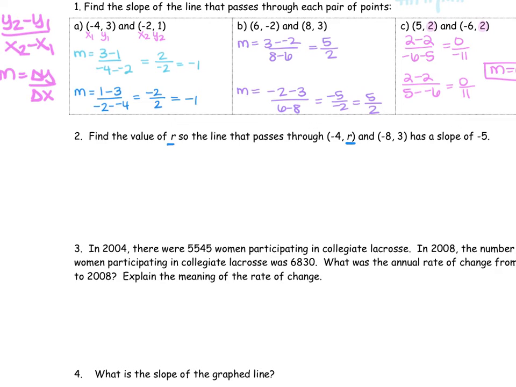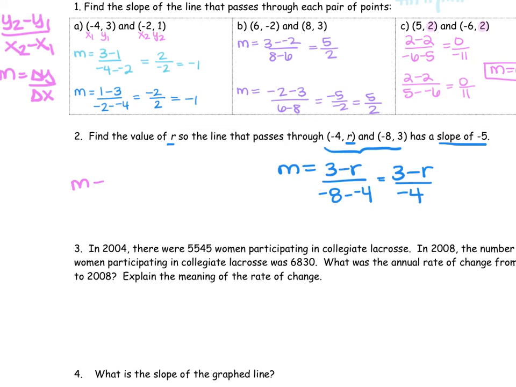Okay, in problem number 2, we are finding the value of r, that's this y coordinate in one of the points, so that the line that passes through these 2 points has a slope of -5. So if I was just given these 2 points, the slope would be 3 minus r, or r minus 3, over -8 minus -4. If you did r minus 3, it'd be -4 minus -8. And this is 3 minus r over -4. Okay, that's the slope of this line.